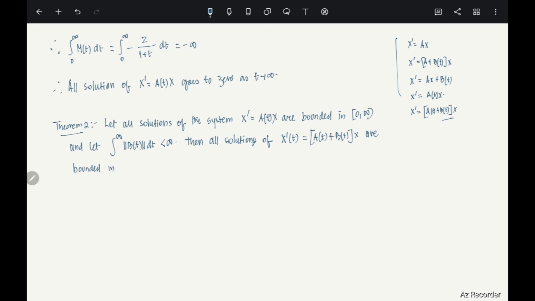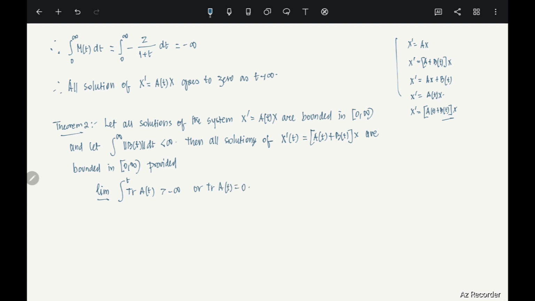in 0 to infinity, provided the limit infimum of the trace of the matrix A(t) is greater than minus infinity, or the trace of A(t) equals 0. This is a little different, and this is a very, very important theorem. Please remember: clear? Very important.